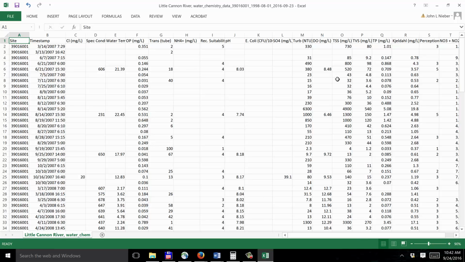So that's really all I wanted to say. We've got these values. These would be the sample values for total phosphorus and TSS that you will use in doing your load duration calculations.